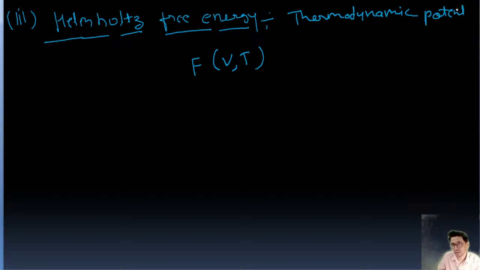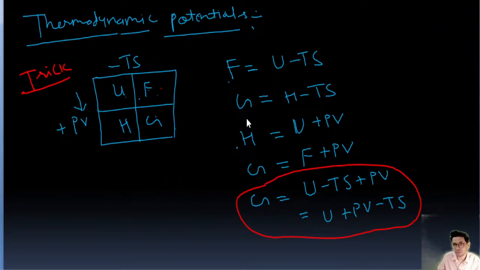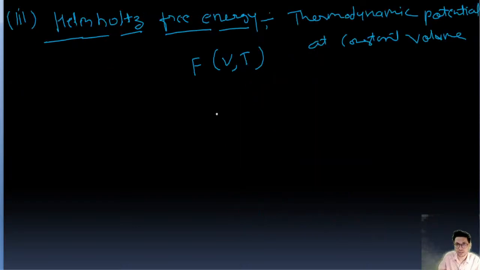Okay, at constant volume. So Helmholtz free energy is the thermodynamic potential at constant volume. Here we know the value, right? I have told you this trick. This one, Helmholtz energy, F equal to U minus TS, right? So you'll write F equal to U minus TS.